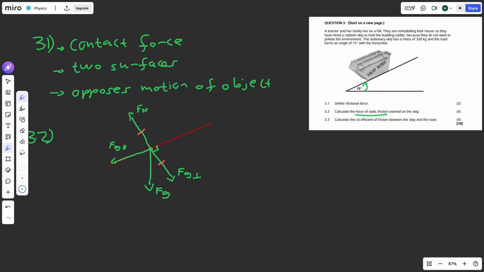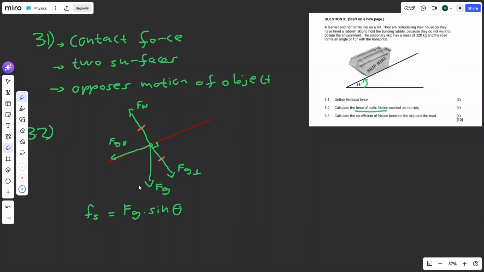And now we want to find our static friction. So now let's see here. Static friction, which is defined as Fs, is equal to Fg times sine of theta. Why?